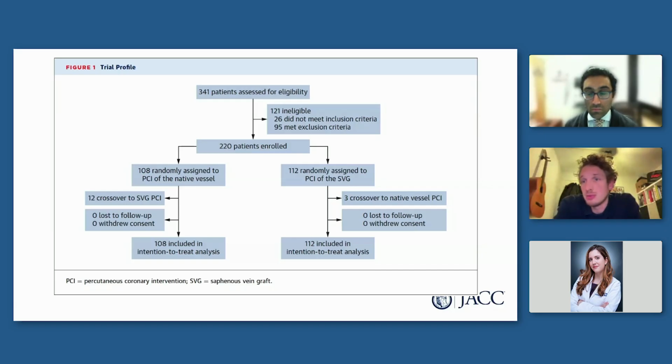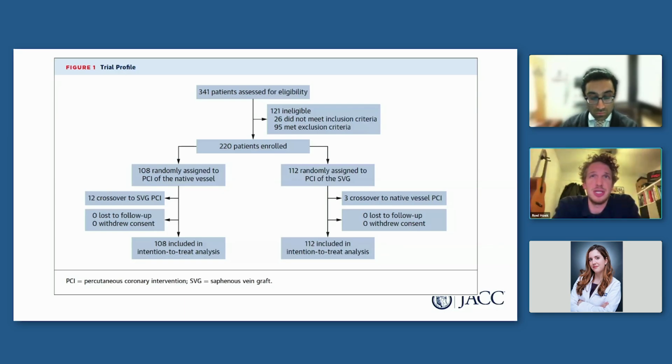The main reason they were crossing over is because the attempt to open the native vessel failed. In some cases, when the first attempt failed, they performed a reattempt. Off the top of my head, I think in 5 or 6 cases they performed a reattempt, and in 4 of them they failed again, and they had to cross over as well.